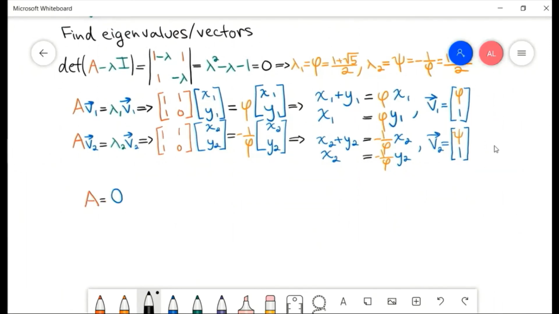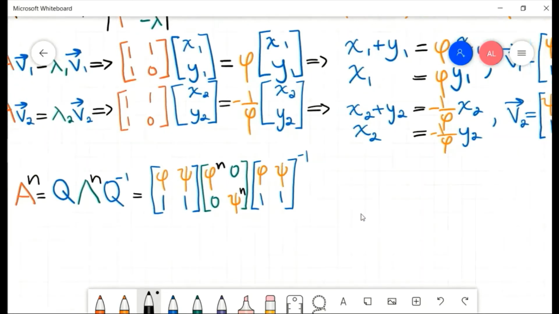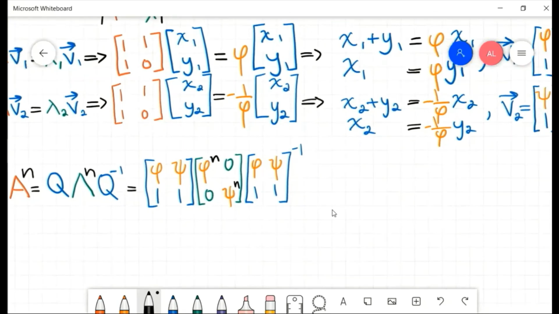And so now we use this information to diagonalize A. So remember, A equals Q lambda Q inverse. Q is the change of basis matrix, and lambda is the diagonal matrix. Remember, Q has these new basis vectors as its column entries. Lambda has the eigenvalues as its diagonal entries. And then Q inverse is just like this. So now remember, when we want A to the n, that just raises lambda to the n. So we have this right here.